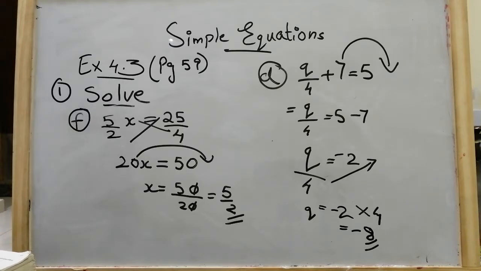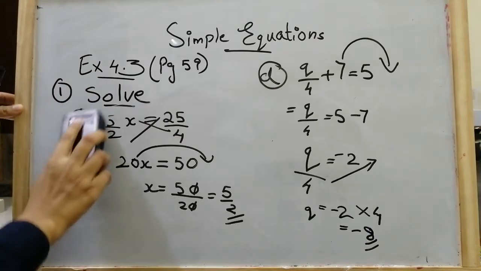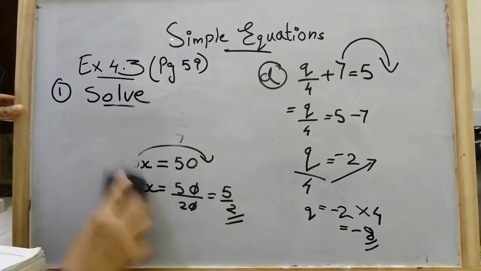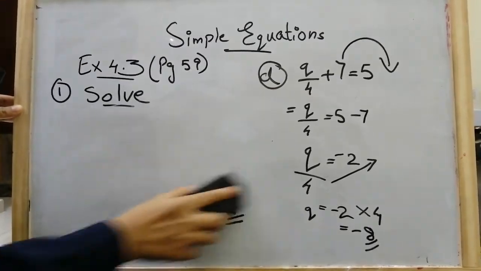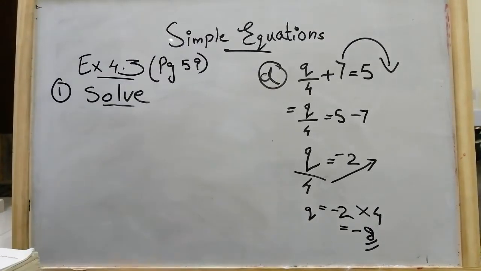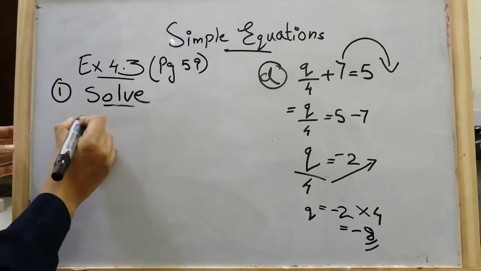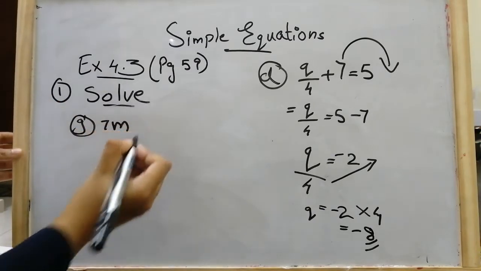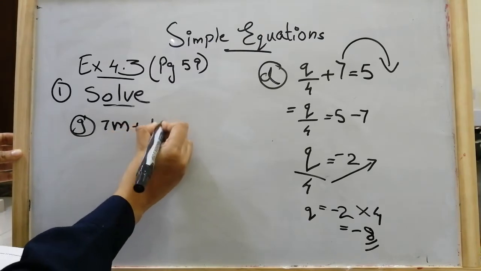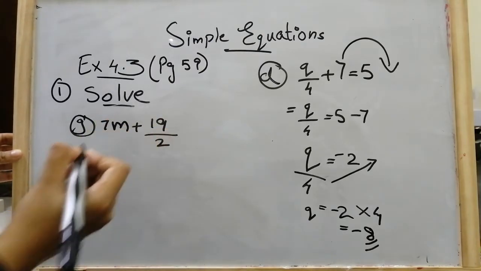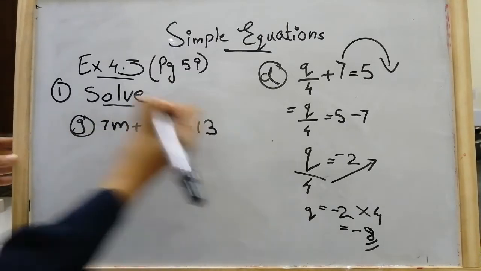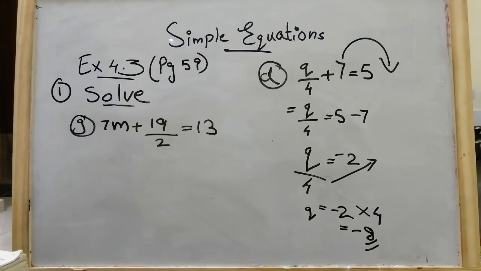I think the rest of them are similar ones and there will be no problem for you. Still, okay, I'll explain sub-question number G. Let's look at sub-question G. Okay, now G is 7m plus 19 by 2 is equal to 13. Right? 7m plus 19 by 2 is equal to 13.